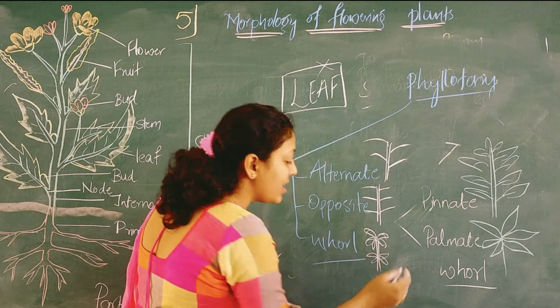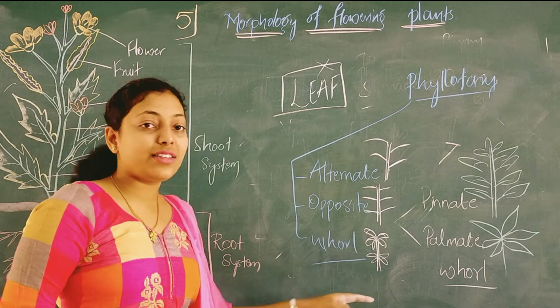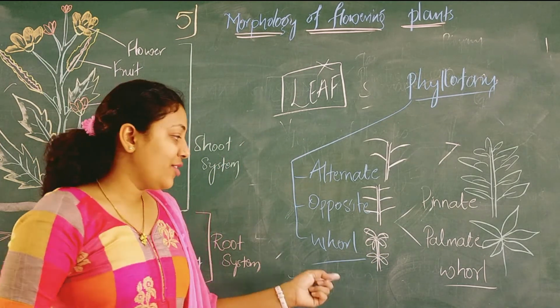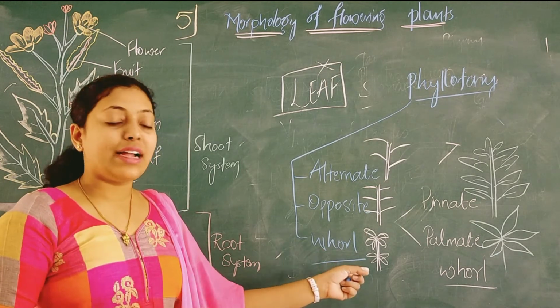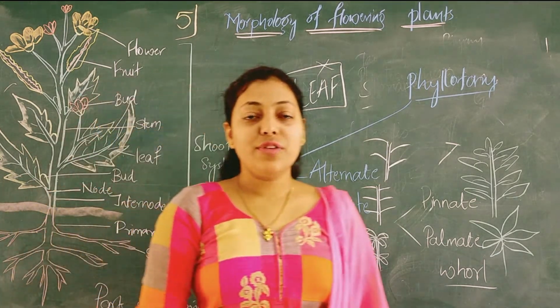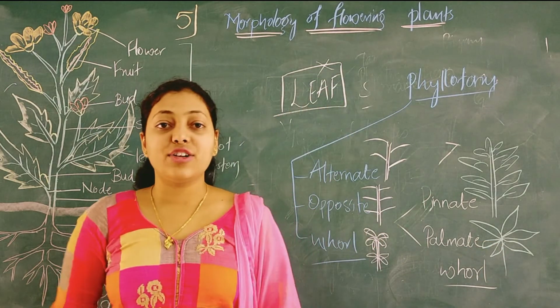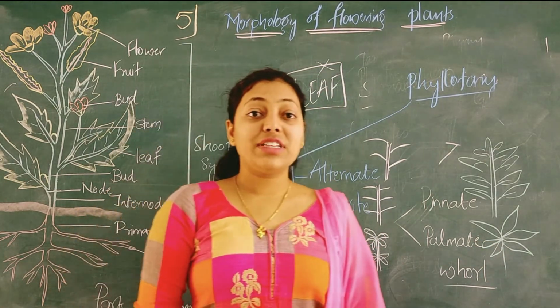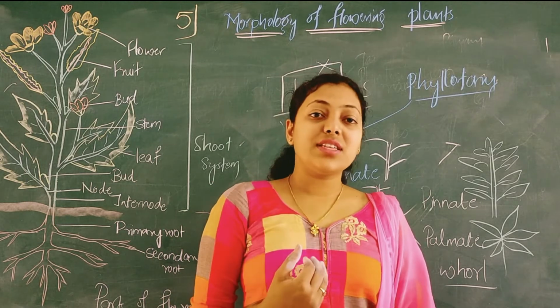Okay, these all are circular leaves. Don't imagine this as a coconut tree, please. So here we can see whole kind of arrangement in this kind of phyllotaxy, wherein we see the arrangement of leaves. So this is about leaf.